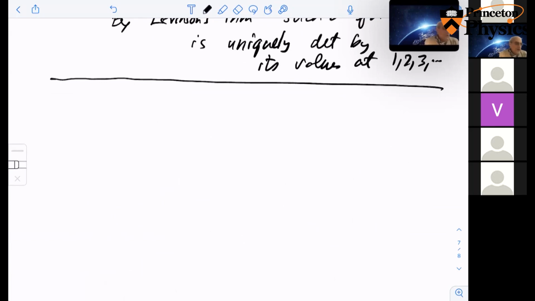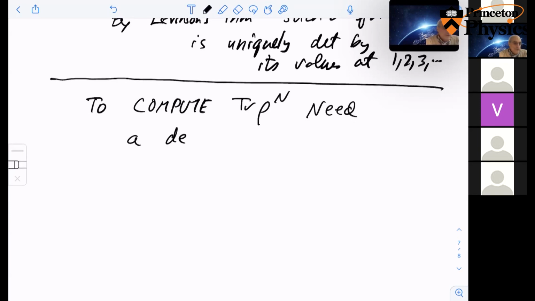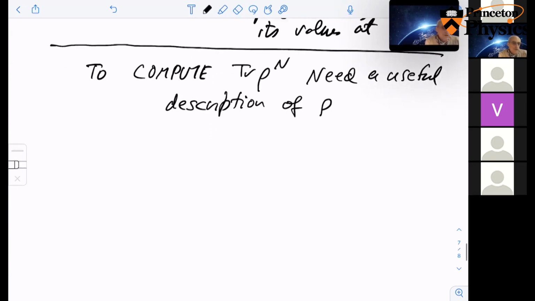Well, to compute rho to the n, any questions before I go farther? Well, okay, to compute the trace of rho to the n, we need a reasonable description. We need a useful description, not just a description, of rho. And we can get that as follows.